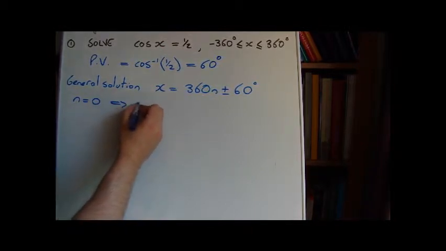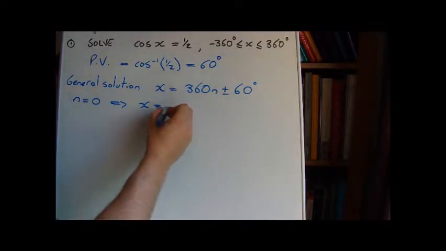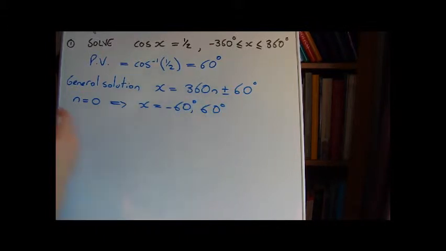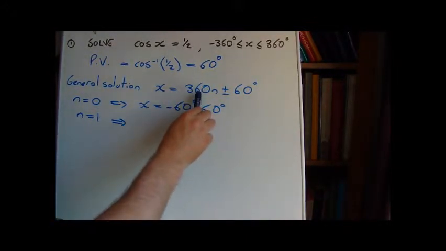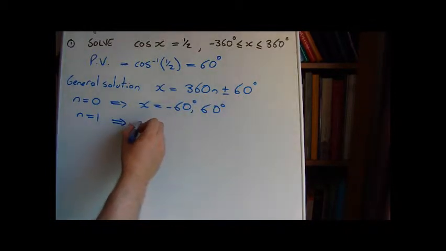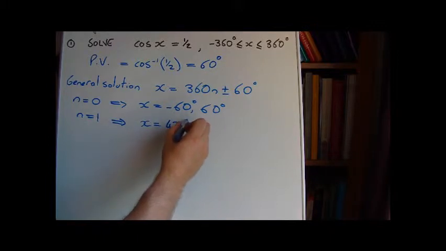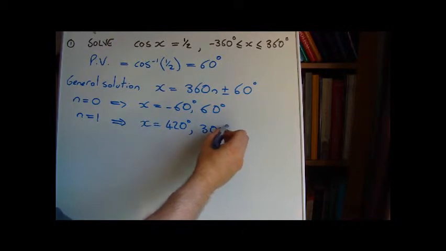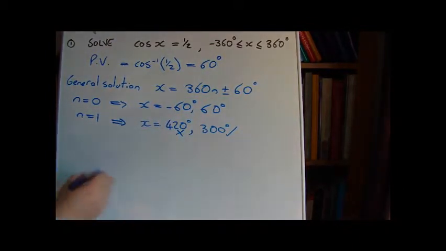N is 0 will give us x equals 0 plus or minus 60. So the two values are minus 60 and 60. With n is 1, we're going to get 360 plus 60. So that's going to be 420, or 360 minus 60, 300. Okay, so that one's okay, that one is not.